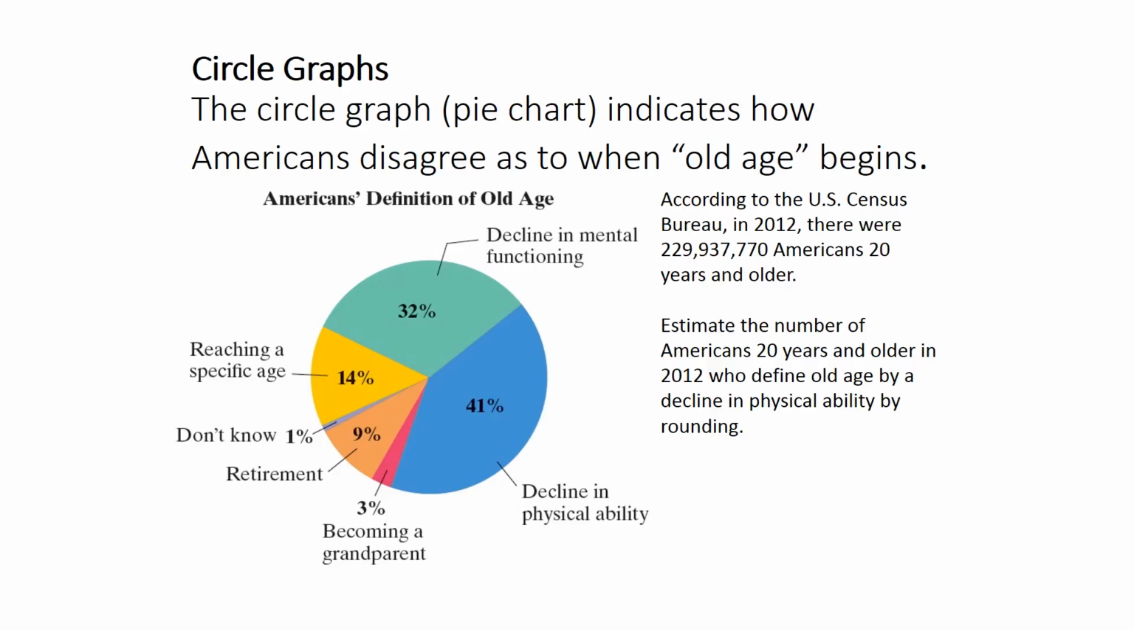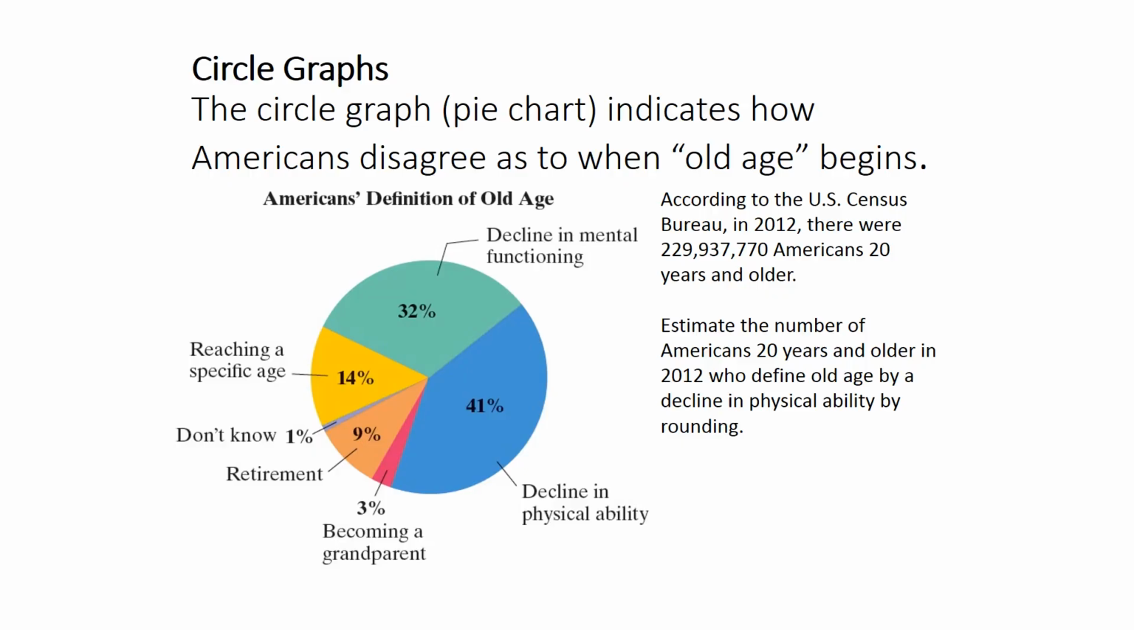So we're going to look at some different types of graphs. The circle graph, which we often call a pie chart, indicates the following circle graph indicates how Americans disagree as to when old age begins. So we have all these percentages, right? Decline in mental functioning, decline in physical ability. That's when these people polled decided when they felt that old age began.